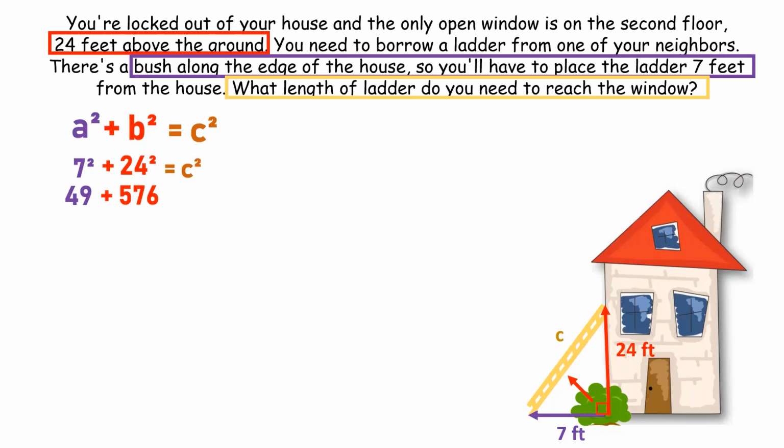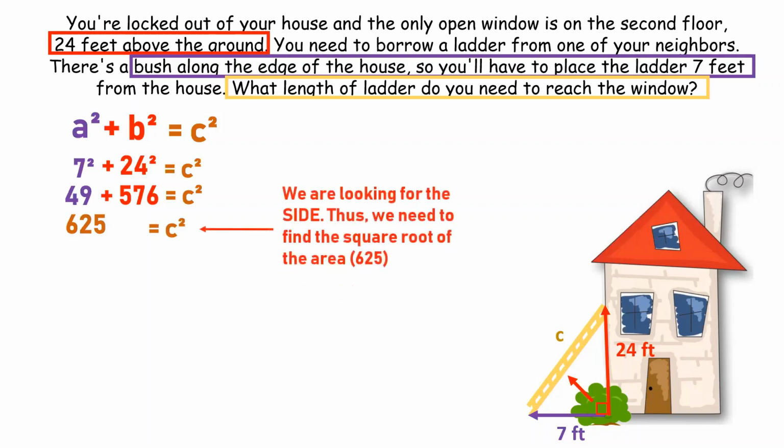The sum of these two will equal C squared. The sum of 576 and 49 is 625. 625 equals C squared. I have found the area of the missing square. Remember that I will have to square root 625 and square root C squared to find my missing side. Square root and square will cancel each other out.